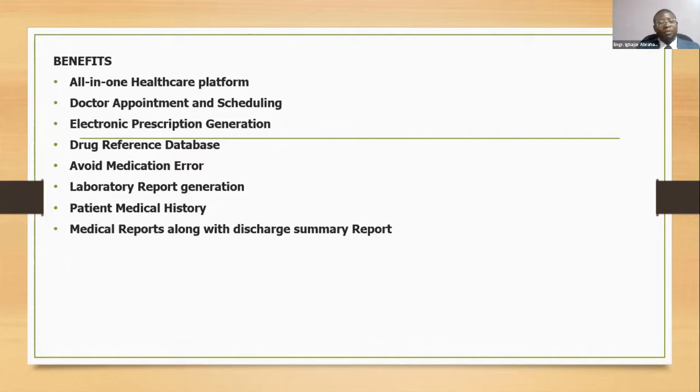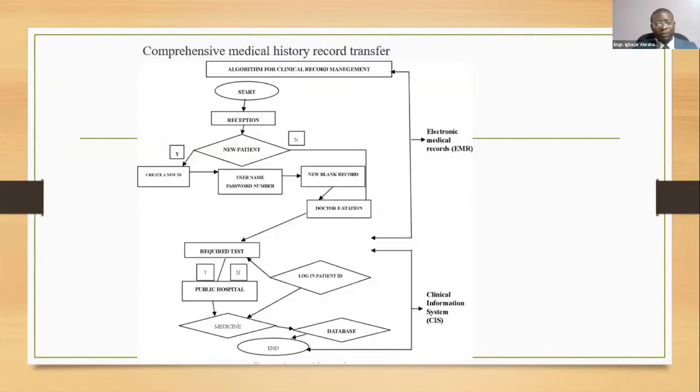There are a lot of benefits of this Gyre e-hospital management system. It encourages an all-in-one healthcare platform, doctor's appointment and scheduling, electronic prescription generation, drug reference database, avoiding medication error, laboratory report generation, patient medical history, medical reports along with discharge summary reports.